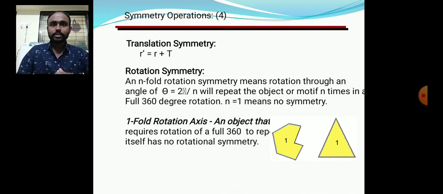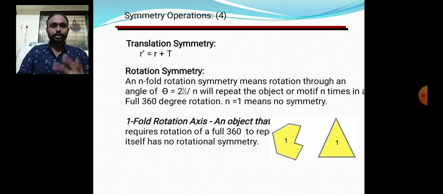Let us consider I have a crystal, and I am rotating it by 90 degrees, and after the rotation it also looks exactly the same. So we can say that crystal possesses rotation symmetry. Now we can take the simple example of a square. Let us consider a crystal of square structure.